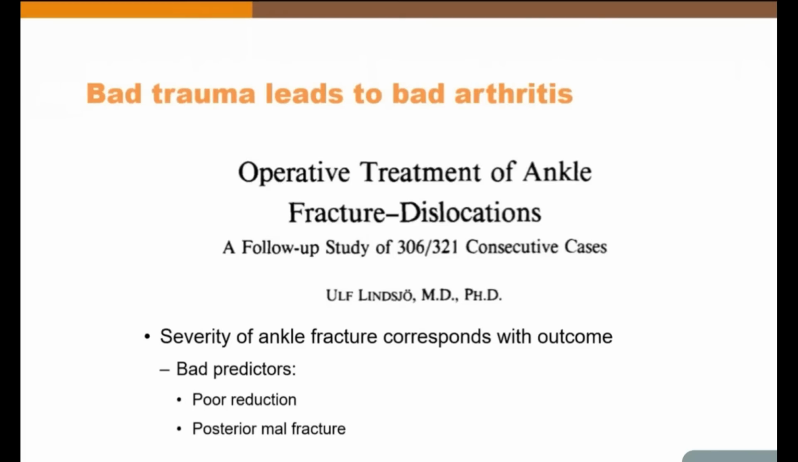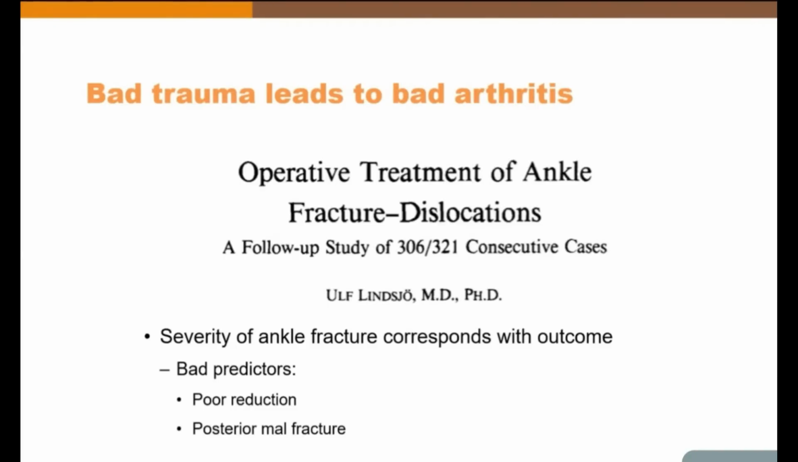So we touched upon the fact that trauma can lead to ankle arthritis. This is an old study that looked at patients with bad ankle fractures. These are all fracture dislocations, and the study looked at how they did over the long term. And potentially surprisingly, the severity of the ankle fracture corresponded with the outcome, as did the ultimate treatment, whether that was operative or non-operative, and the quality of the reduction, so how well the articular surface, the tibia, and the fibula were put back into alignment, led to variations in how much arthritis people developed.